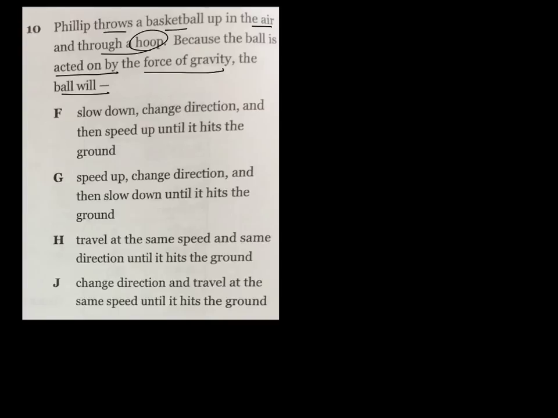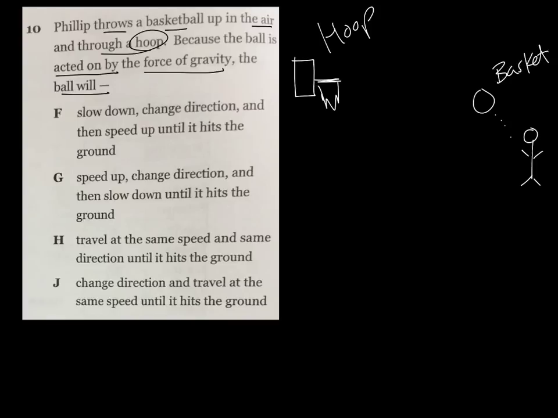So let's make an illustration here, a diagram, so we can try to figure out exactly what it is that's going to happen. So let's just say, this is my hoop. I know it doesn't look that great, but that's okay. So there's my hoop. We're going to say that Philip is right over here. And so he throws the basketball in the air. So that's your basketball.